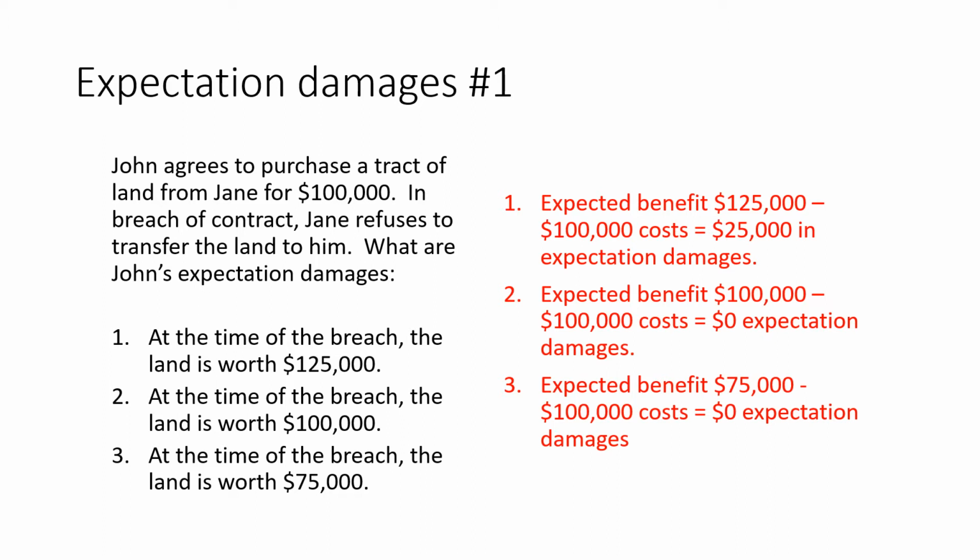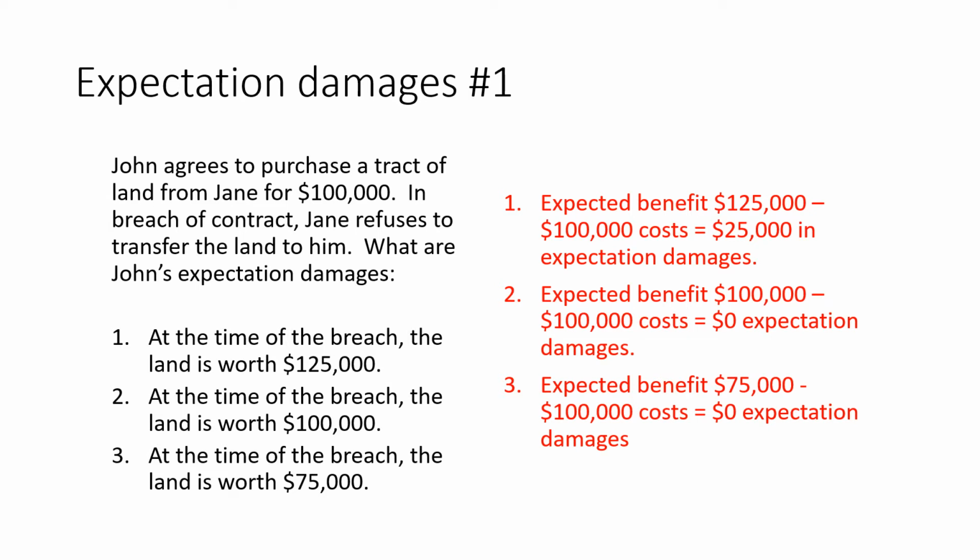Let's look at example number 2. If at the time of the breach the land is worth 100 grand, so the land is going to be worth exactly what he paid, John's expected benefit, 100 grand, less the costs that he was going to have to incur to obtain that expected benefit, 100 grand, equals 0. There are no expectation damages.